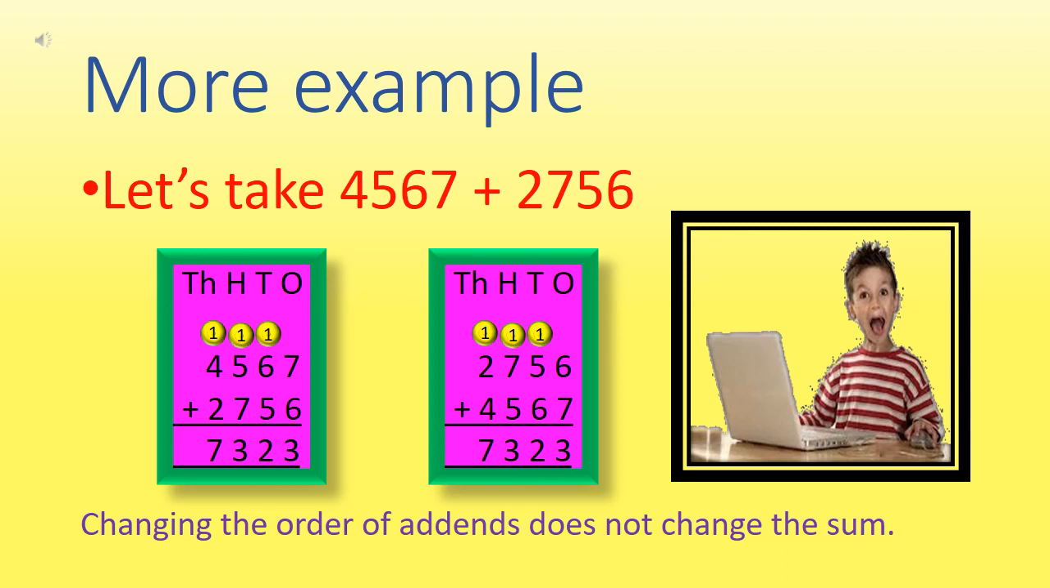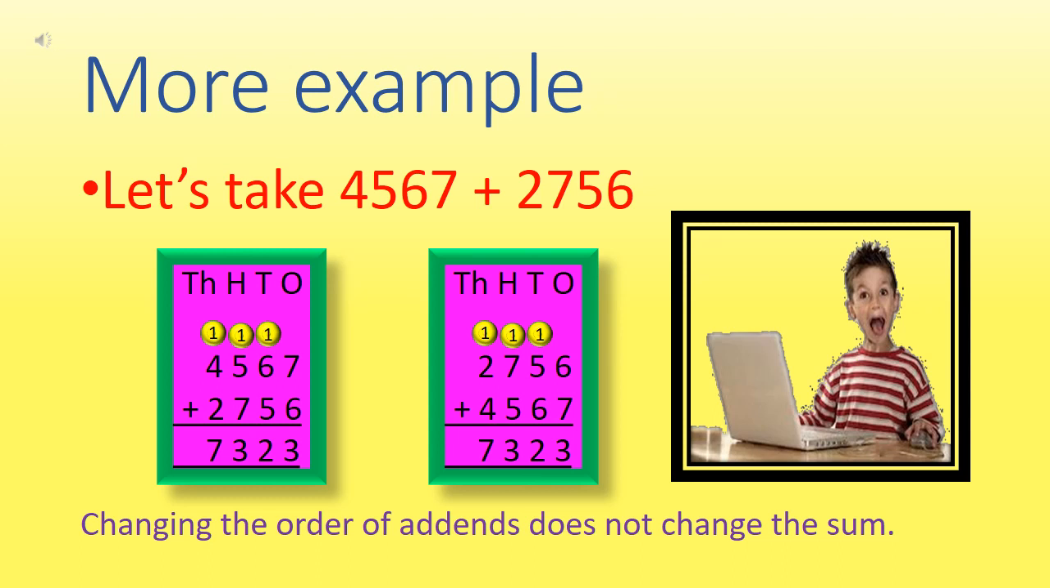So we will add the digits present in thousands column, which are 4 plus 2 and 1 has been carried over. So 4 plus 2, 6 plus 1, 7. So we got the answer 7323. Now let's change the order of the given numbers.